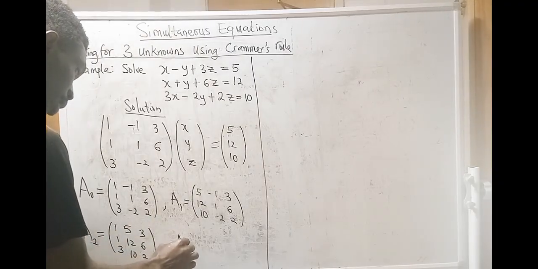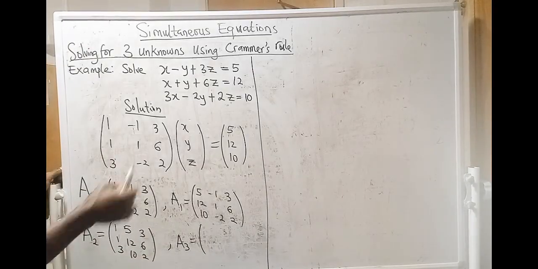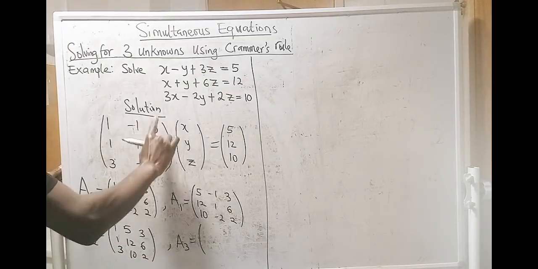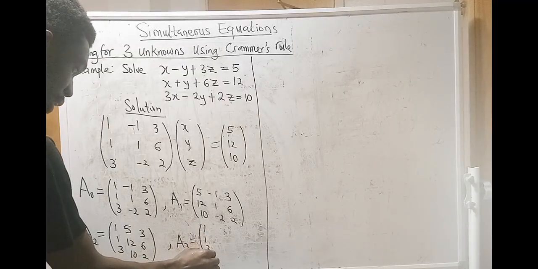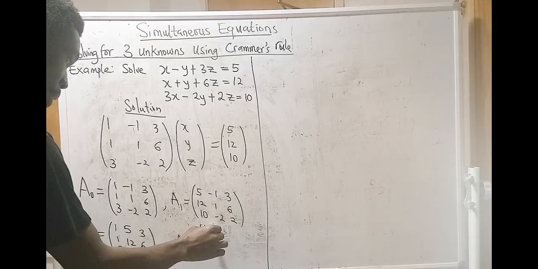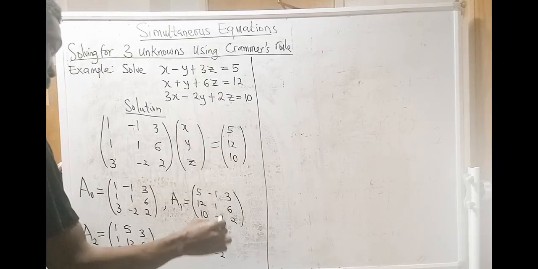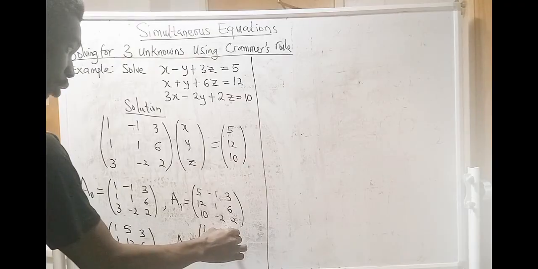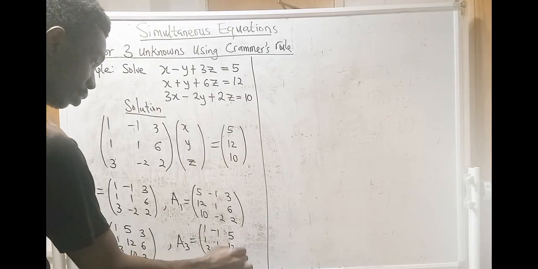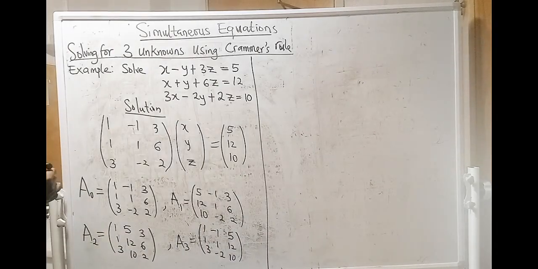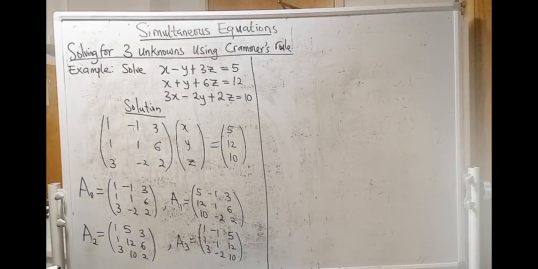Then the last matrix I'm going to get is A3. That is equal to, now we are replacing this last column, the third column, with this. So we'll have here to be the same, 1, 1, 3, and here to be -1, 1, and -2, and then here is replaced by this, and so we have 5, 12, and 10. So our next job is to find the determinants of these 4 matrices as we have here on the board.